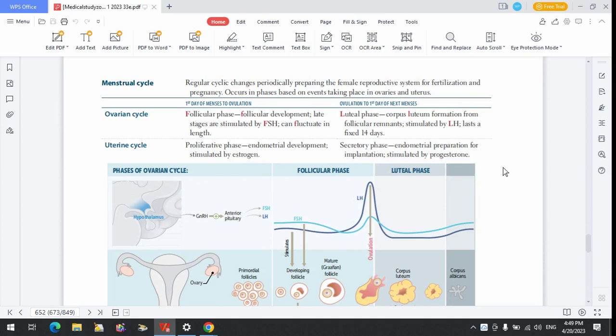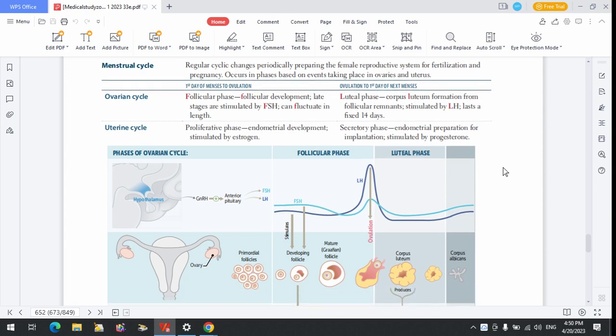So the menstrual cycle is just talking about the regular cyclic changes that occur within the female reproductive tract, in preparation for fertilization and pregnancy. It occurs in two major sites of the female reproductive system. You are looking at the uterus and the ovaries, and they occur simultaneously. So what is happening in one area is affecting what is happening in another area. What's happening in the ovaries especially is what is driving the changes in the uterus.